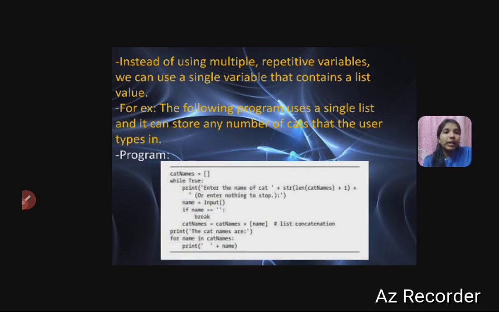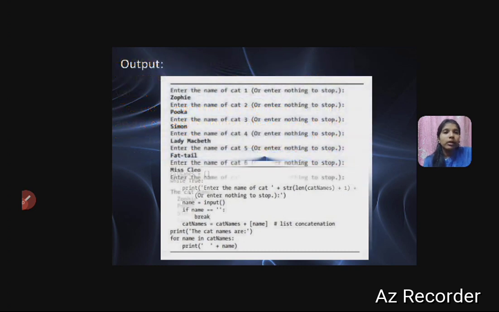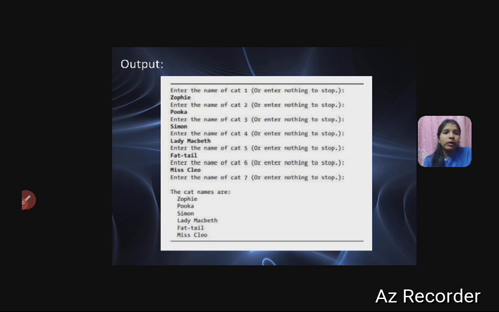Instead of using multiple repetitive variables, we can use a single variable that contains a list value. For example, the following program uses a single list and it can store any number of cats that the user types in. So here is an example of a program and the output.